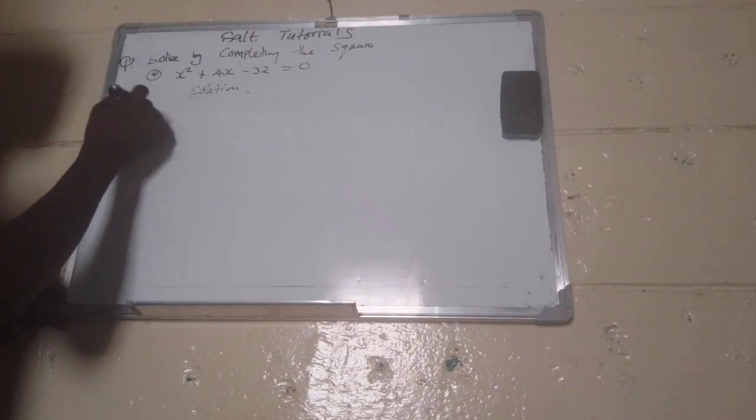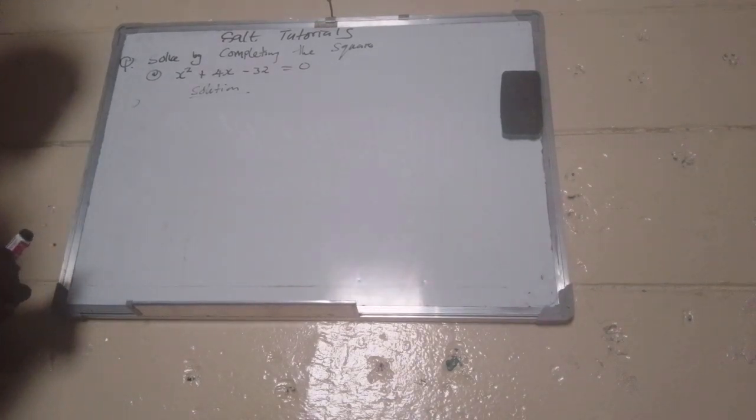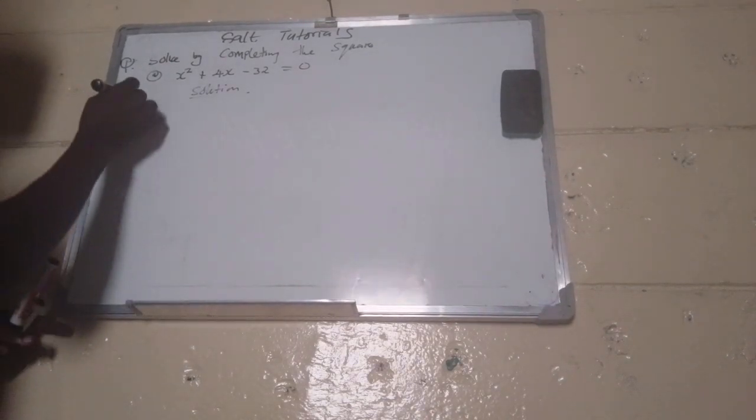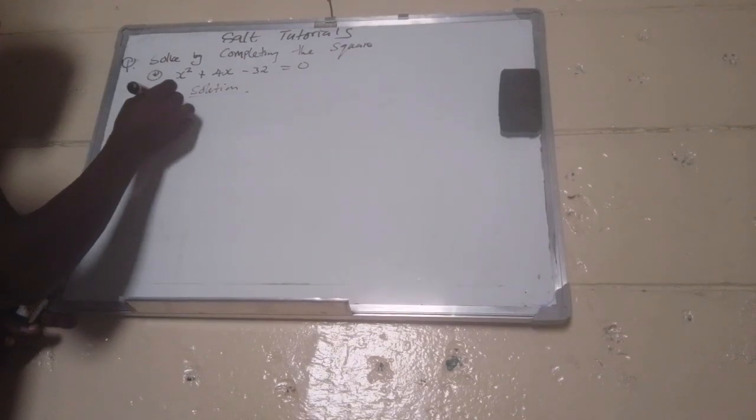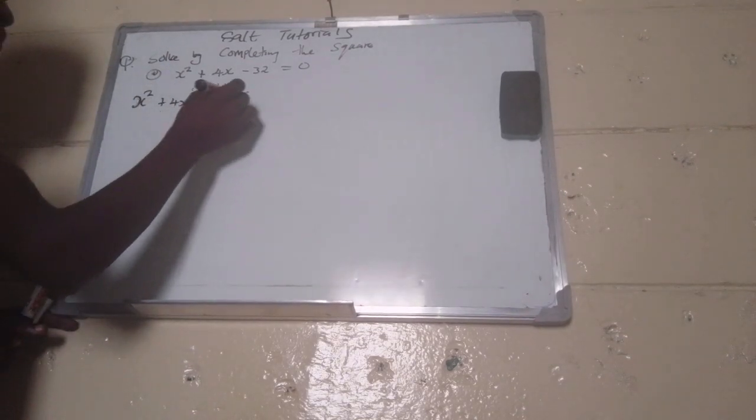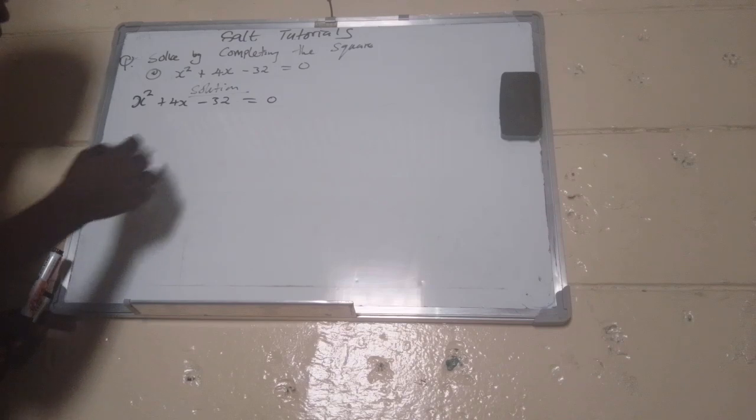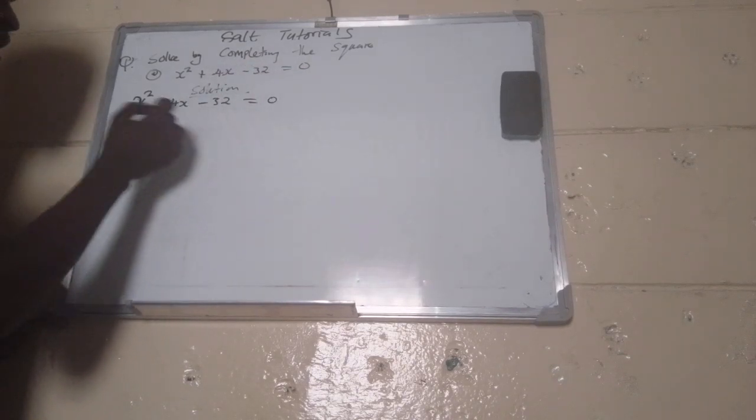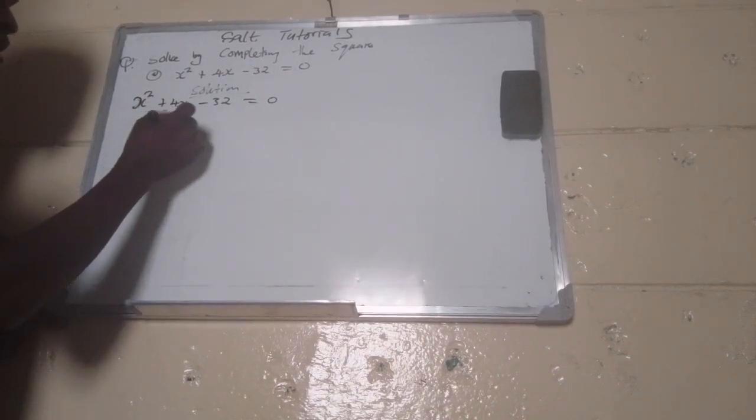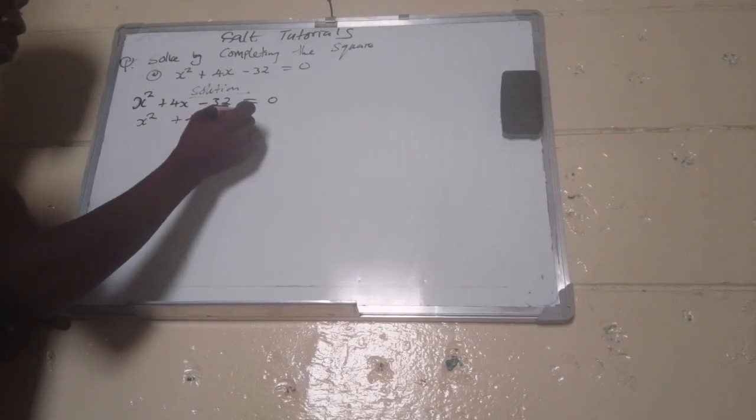So first step, we know that this is x squared plus 4x minus 32 equal to 0. The first step is to make the c go to the other side. I'm going to have x squared plus 4x equal to positive 32.